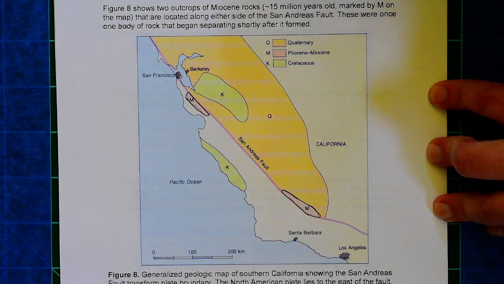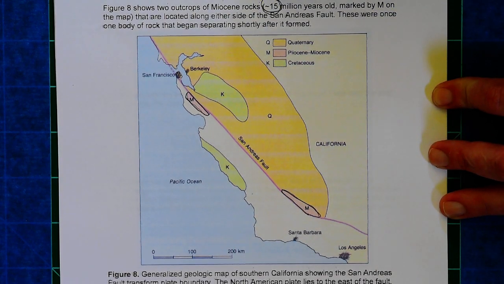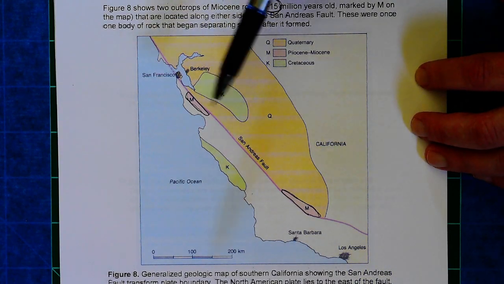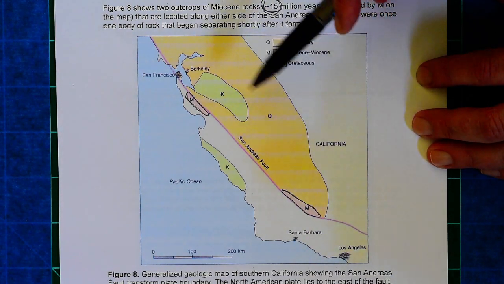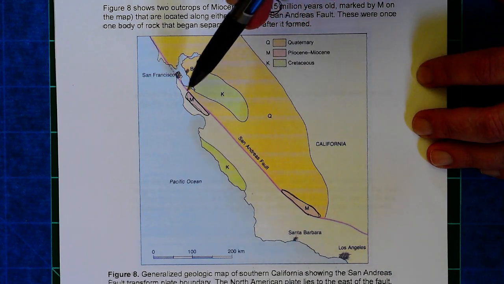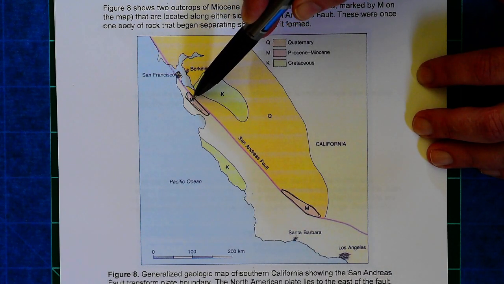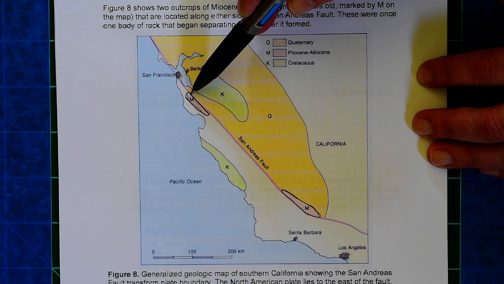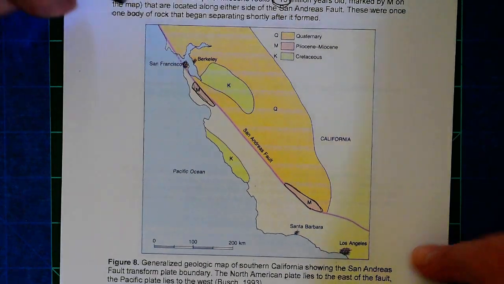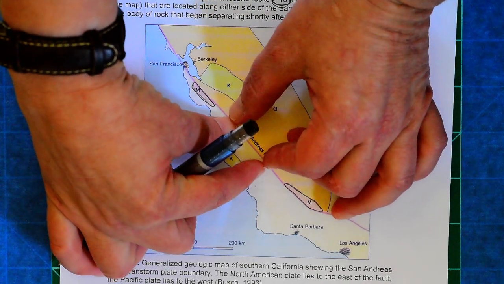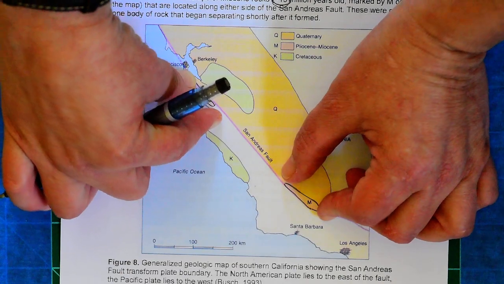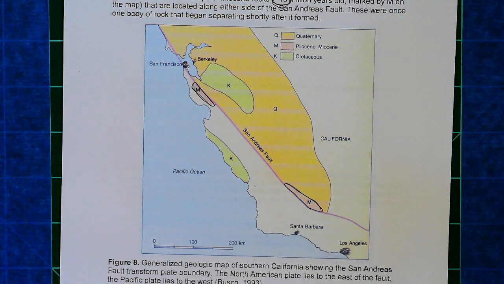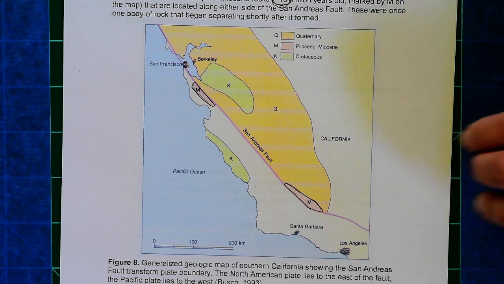So figure 8 here shows 2 outcrops of Miocene rocks, and those are right here and right here. They're labeled M for Miocene, and those are about 15 million years old. So what you're going to do is figure out, remember, distance equals rate times time, and you're going to be solving for the rate. Since we know these are 15 million years old, we now need a distance to get the rate, because these rocks were originally together and they have moved apart like this over the past 15 million years. So you have to measure the distance that they moved.